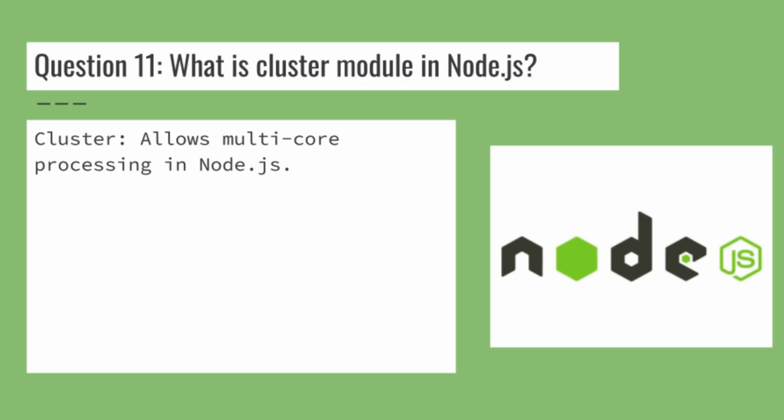The cluster module enables Node.js to use all CPU cores by spawning multiple processes. Each process handles a portion of the load, improving application performance on multi-core systems.